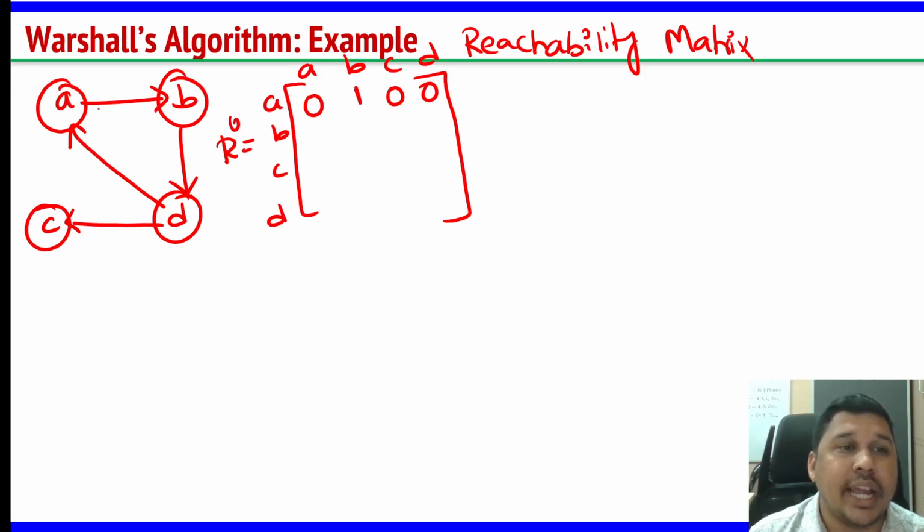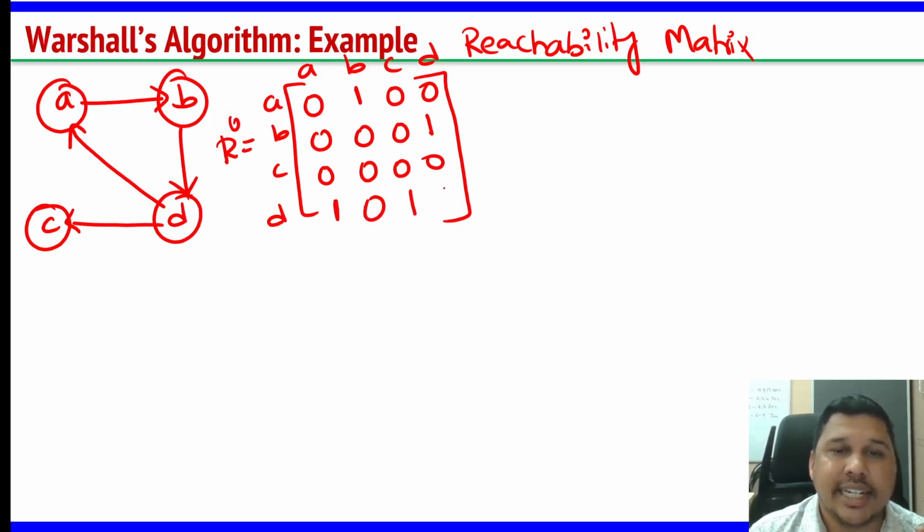Then B to A, no path, B to B also no, B to C, no path, B to D, yes, there is a path. Next, C to A, no, C to B also no, C to D, this is all zeros. Then D to A, yes, there is a path, D to B, no, D to C, yes, D to D, 0. So, this is the original matrix. I am trying to find out the reachability matrix or the transitive closure of this matrix. Okay. So, what we are trying to do here, right.